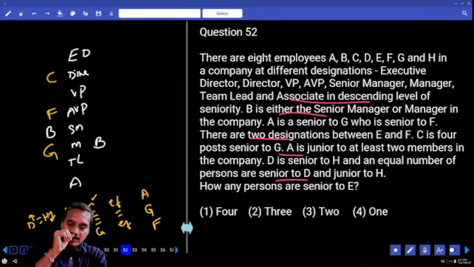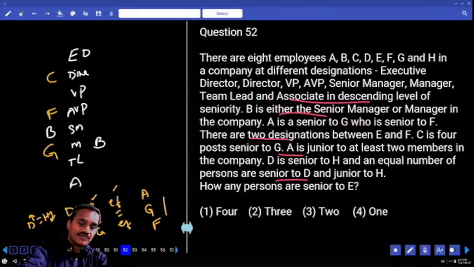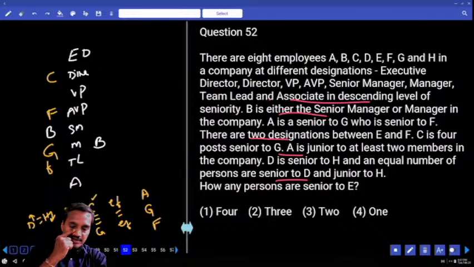If F is here, between E and F there must be exactly two people. F is lesser than G, so F is at this place, and there are two persons between F and E, so E is here. Does it fit? And two persons between F and E, and A, G, F. And A is above this one.